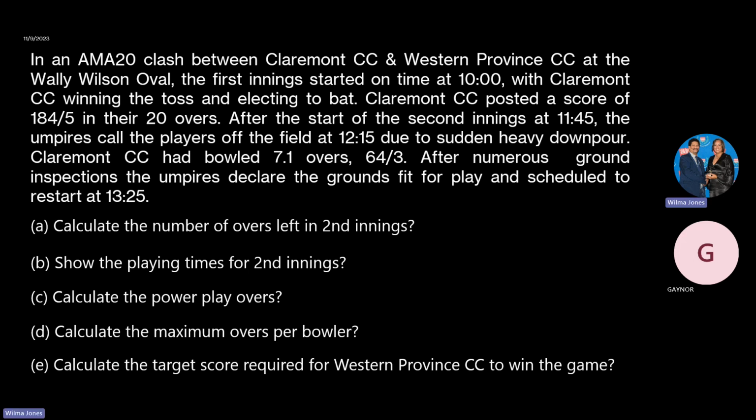After the start of the second innings at 11:45, the umpires called the players off the field at 12:15 due to a sudden heavy downpour. Claremont Cricket Club at that stage had bowled 7.1 overs and were currently on 64 for the loss of 3 wickets. After numerous ground inspections, the umpires declared the grounds fit for play and scheduled to restart at 1:25.